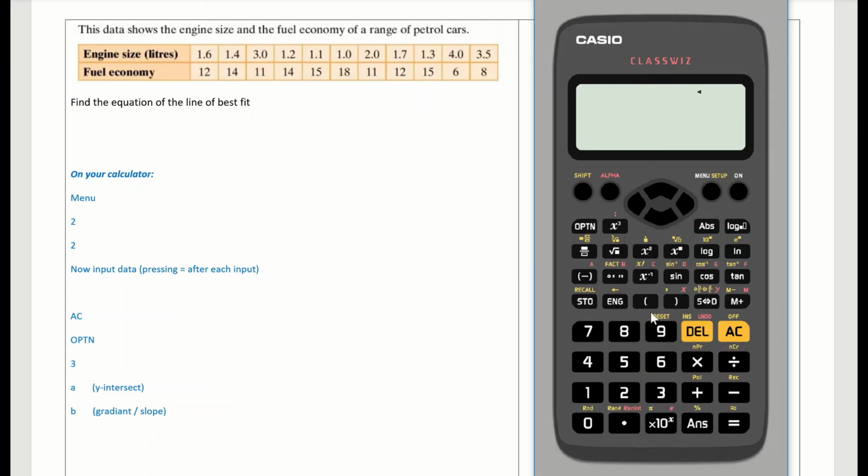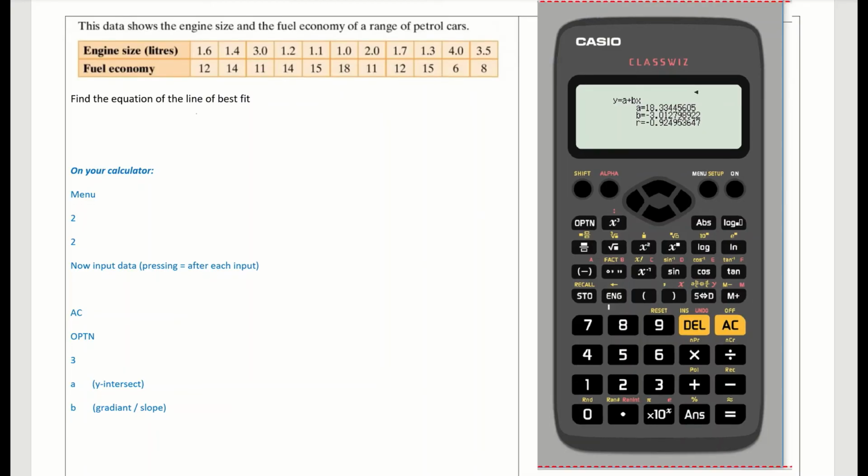So we press 3. Up comes 3 digits, or letters, A, B and R. R stands for the correlation coefficient, which is done on a separate video, but you can see it's there, minus 0.92. The A is coming up as 18.3 and my B as minus 3. So I'm just going to now write out my equation of the line based on this data.